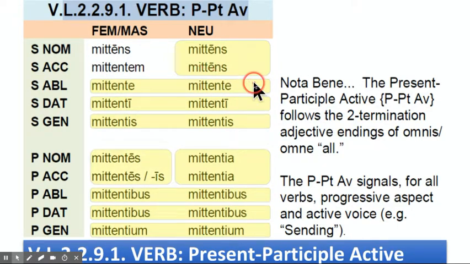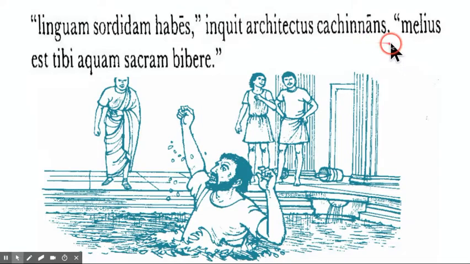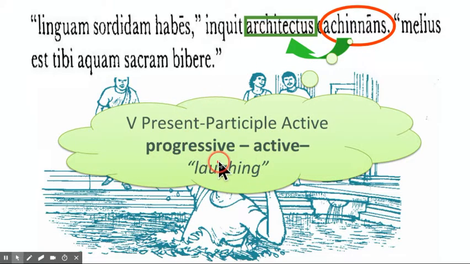So what does it look like when we look at it? We saw it in the translation. There's a nice nominative singular, cachinnans. It's modifying architectus. The proper term is that's its antecedent, agreeing in gender, number, case. And it signifies progressive aspect, no tense, active voice, no mood: laughing, eating, watching. So present participle, rather straightforward.